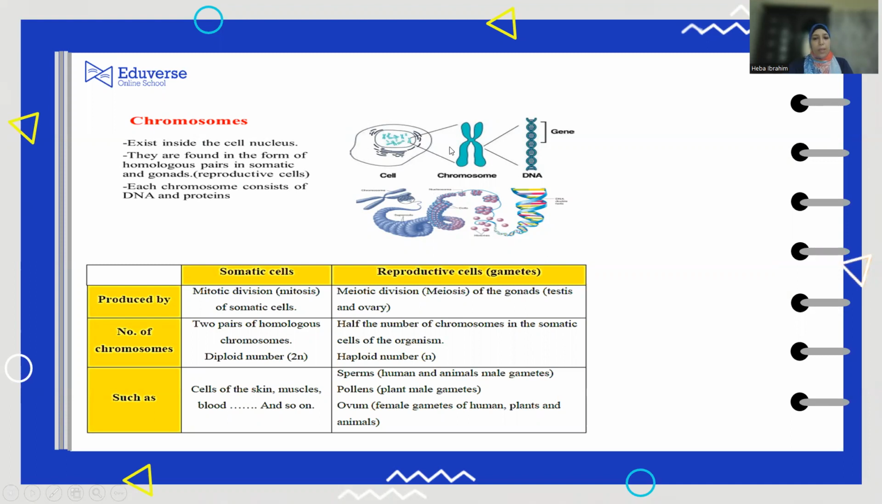The structure of the chromosome generally consists of two parts. They are two chromatids connected at the center by a centromere. This is the general structure of the chromosome. While the chemical structure of the chromosome consists of two chemical substances, which are DNA and proteins.